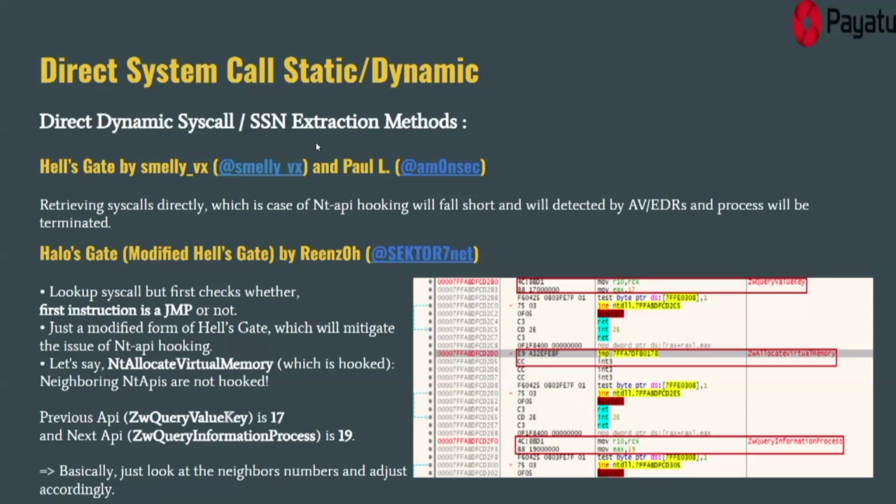There are some extraction methods for direct system calls. The first one is the well-known Hell's Gate. But it falls short when NT APIs are hooked, because it doesn't have any mechanism to detect hooking of NT APIs. For that reason, a modified form of Hell's Gate came into the picture, called Halo's Gate.